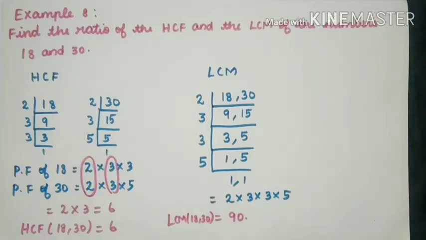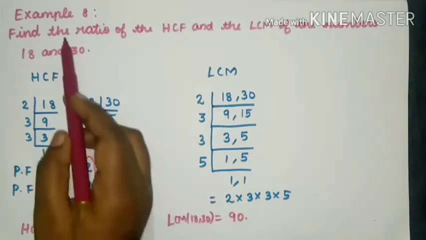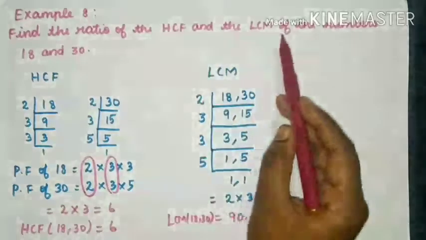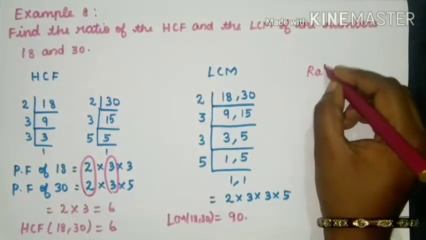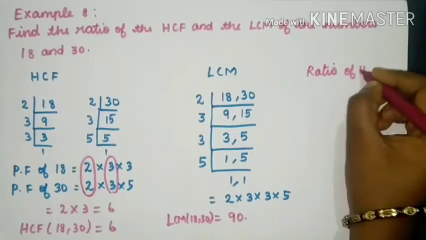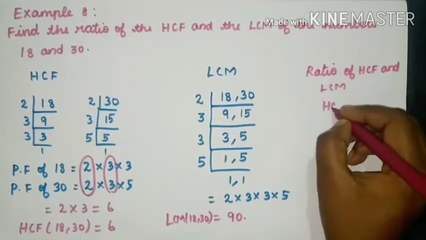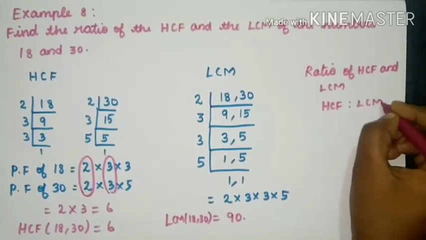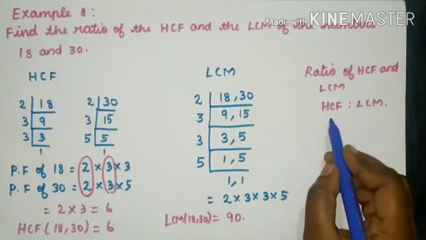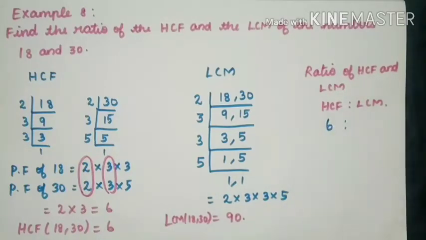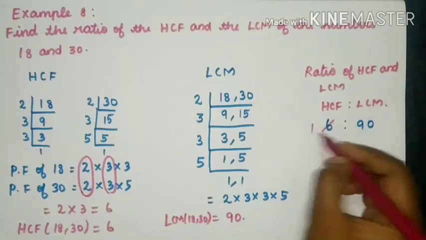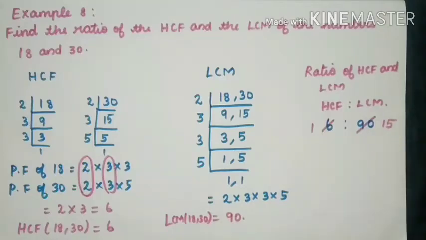After finding the value of HCF and LCM, what we have to do? We have to find the ratio of HCF and LCM. Ratio of HCF and LCM, that is, HCF is to LCM. The answer of HCF equal to 6. LCM equal to 90. To find the least ratio number, what you have to do? Yes, we have to divide the given numbers. That is, 6 ones are 6, 6 15s are 90.